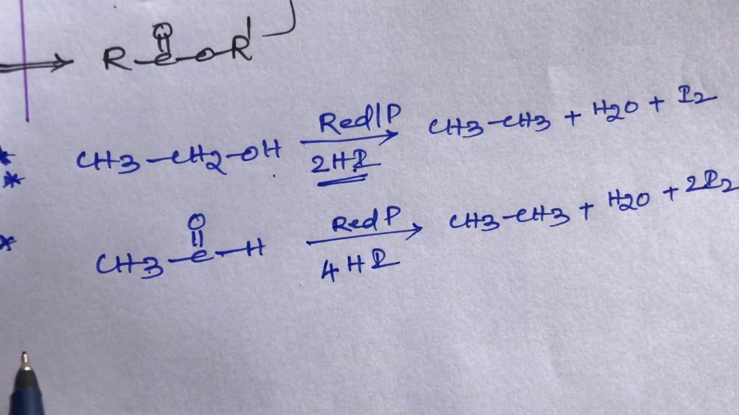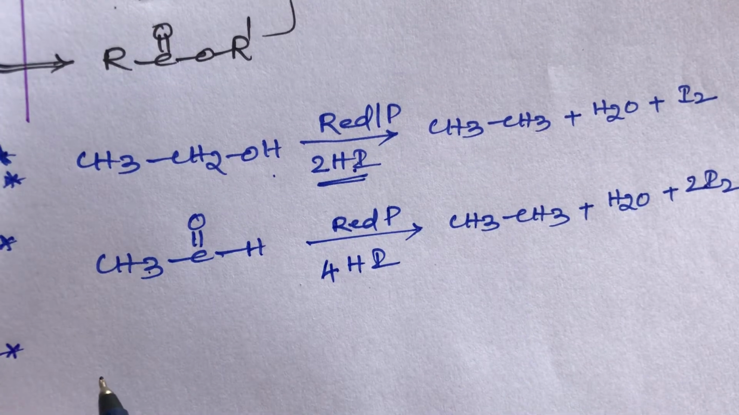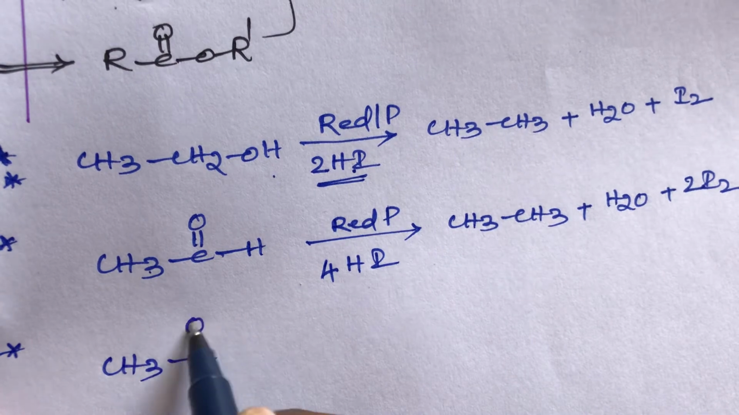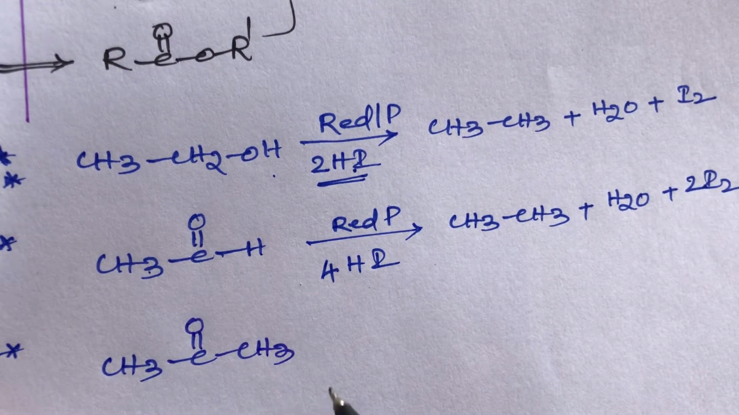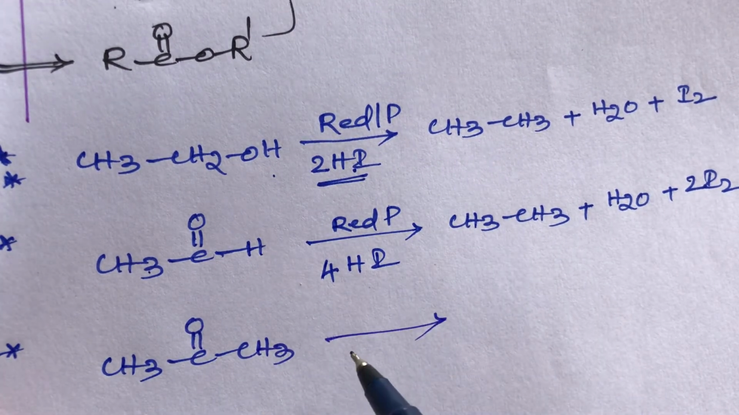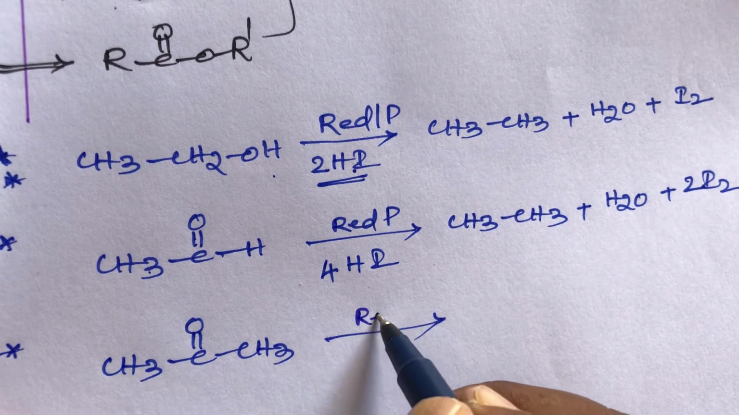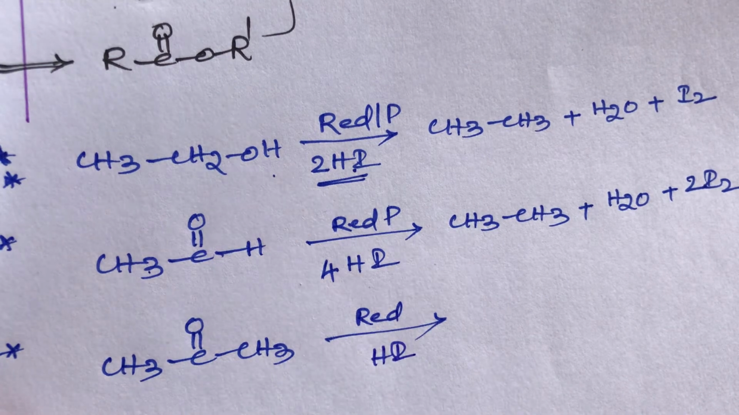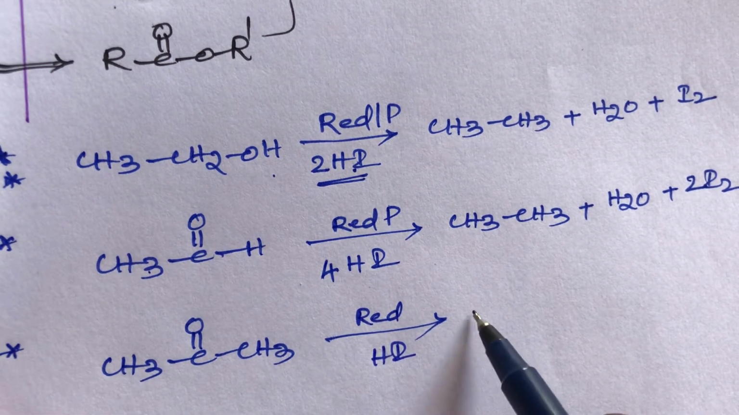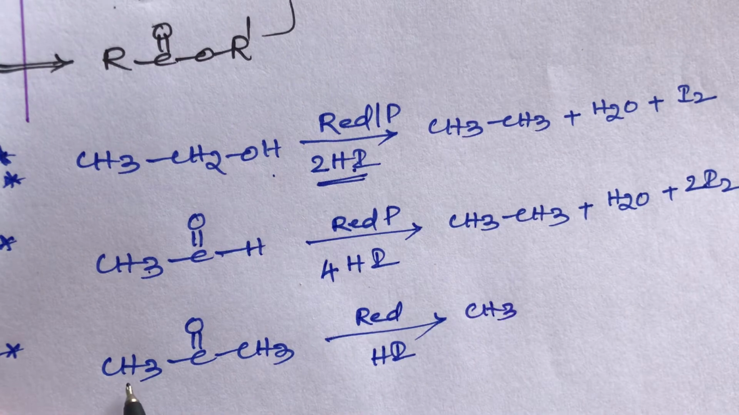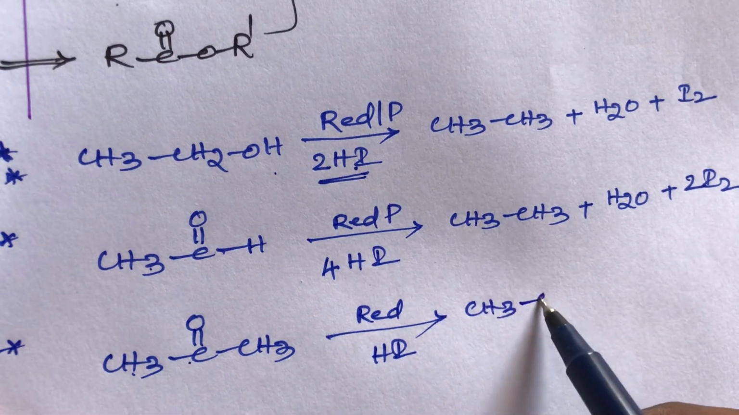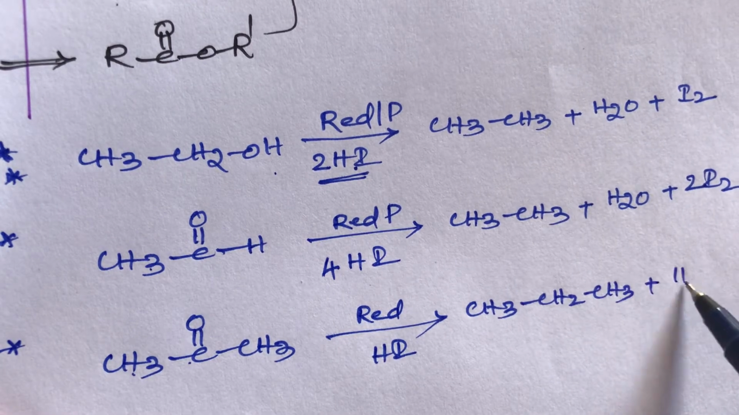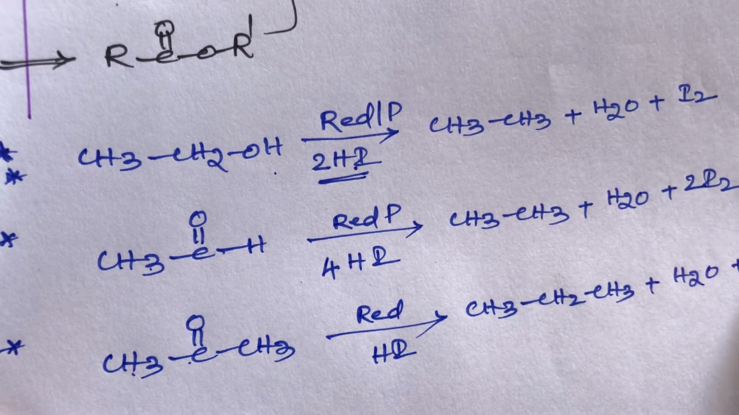Now take the third example, student, that is ketones. Take the example acetone, CH3COCH3. When acetone reacts with hydrogen iodide in the presence of red phosphorus, same thing here also, student, it gives propane. Here 3 carbons are there, 1 2 3, it gives propane CH3CH2CH3 plus water plus I2.